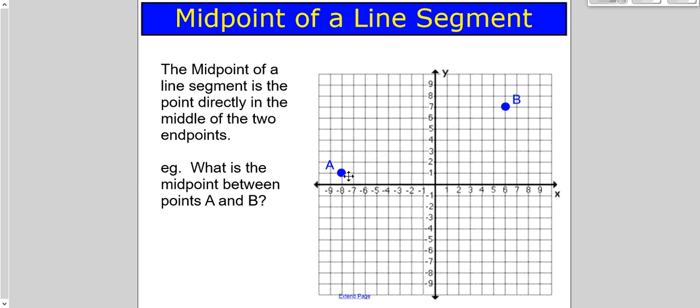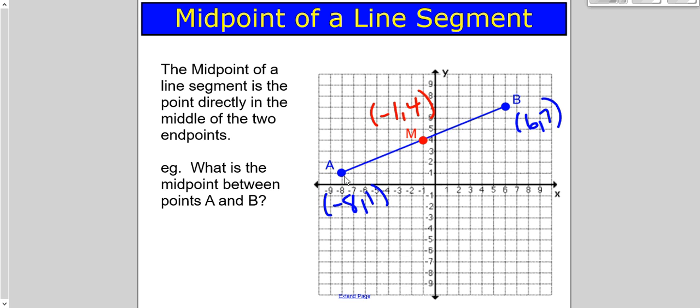So let's say you have a point A, which is down here at -8, 1. And then you have this other point B over here, which is at 6, 7. What we're looking for is to find that midpoint, that point that's somewhere in between. So what is the midpoint between A and B? Well, we can see our midpoint right here. The middle of the line is at -1, 4.